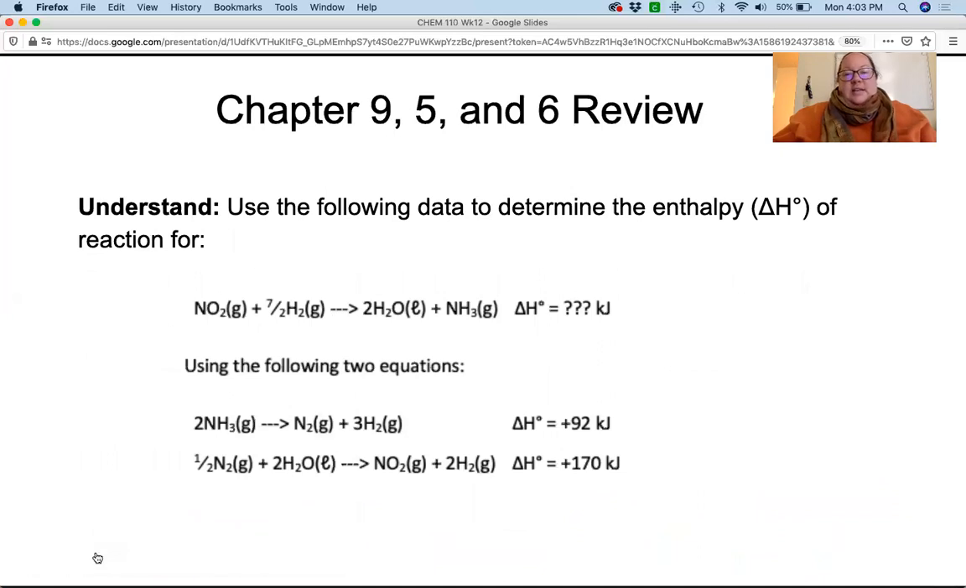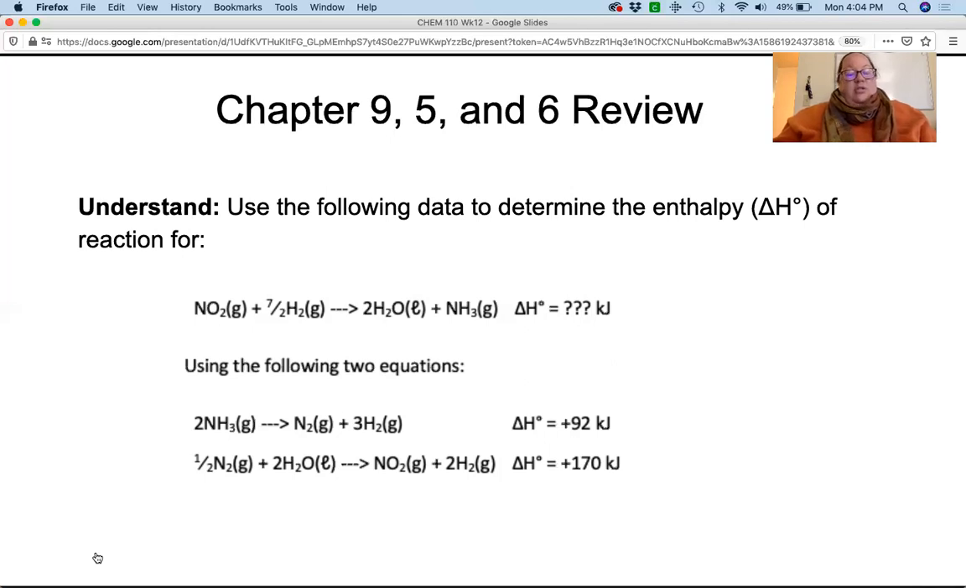Let's use the following data to determine the enthalpy, or the delta H, of the reaction for NO2 reacting with hydrogen gas. That's going to form water and ammonia. So we're going to use the following 2 equations. 2 NH3 goes to N2 plus 3 H2, and nitrogen gas plus water goes to NO2 plus 2 H2. So in one case, we have a decomposition reaction. That's the ammonia going to the N2 plus H2. And in the other reaction, we have a synthesis reaction where the N2 is reacting with the water to form nitric oxide. Both of those have positive delta H values.